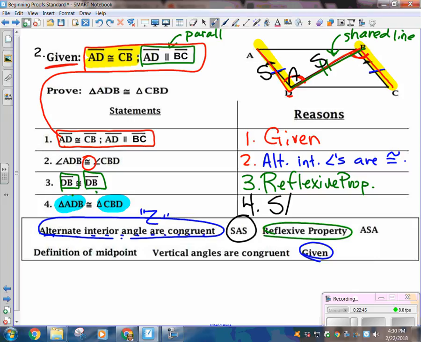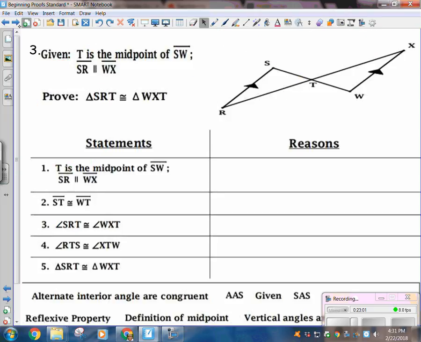Answer: side, angle, side. Again, having a word bank down there kind of gives you some direction, some choices, things that you might consider. Again, it's a logical sequence of things to go through.